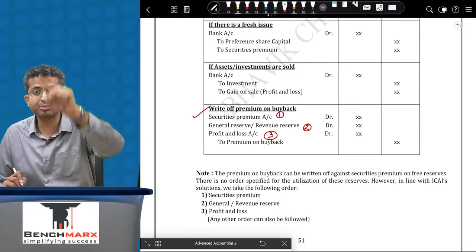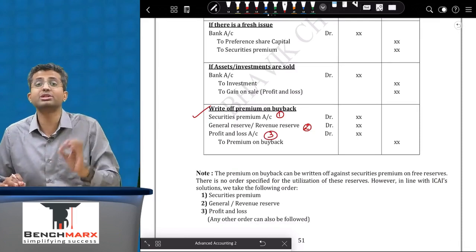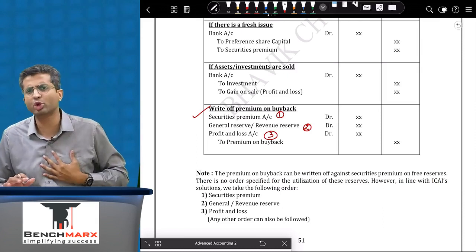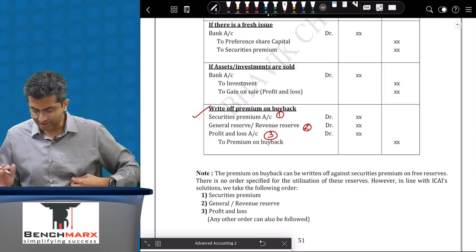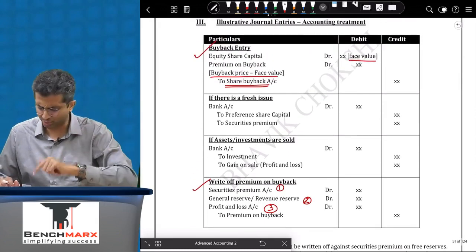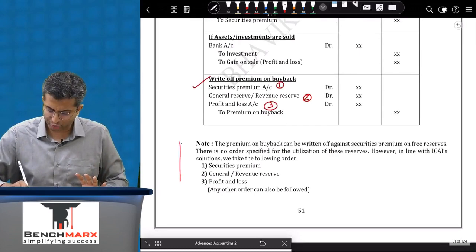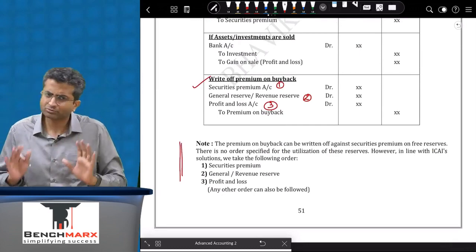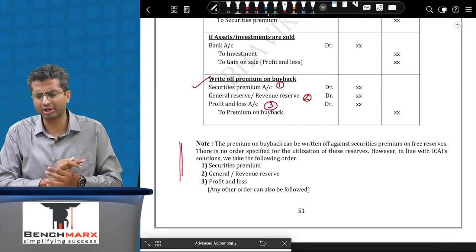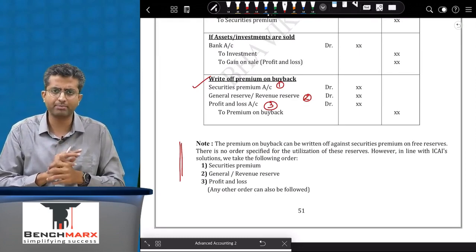Sir, is it legally stipulated that you have to go in this order? No. You can go in any order, though this is the order which the institute typically prefers, and hence we also stick to this order. Sometimes the institute directly, instead of debiting the premium on buyback, it directly debits the securities premium. However, doing this longer method is foolproof. We have also given an exam note on what needs to be done. As we have mentioned, this is the order that needs to be followed for the premium on buyback.